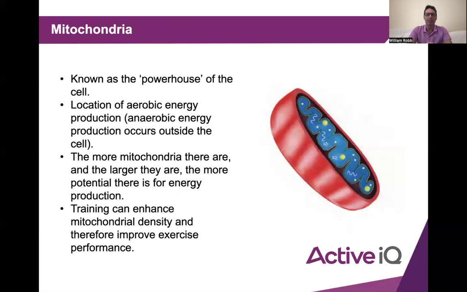So I've already mentioned mitochondria, so it's known as the powerhouse within the cell. Location of aerobic energy production. Anaerobic produces energy outside of the cell. The more mitochondria there are, and the larger they are, the more potential there is for energy production. Training can enhance mitochondrial density and therefore improve exercise performance. Mitochondria.